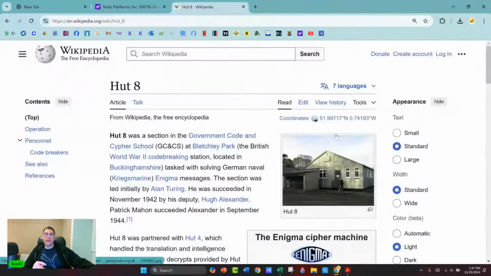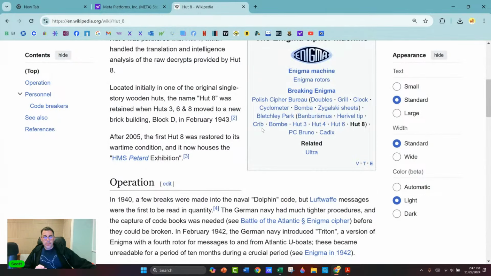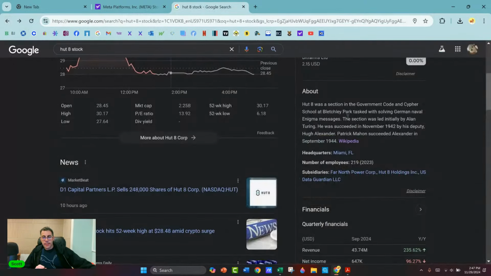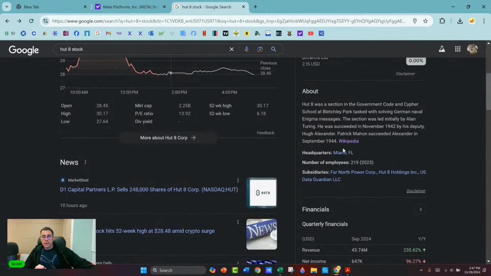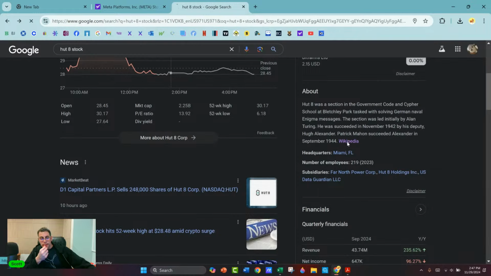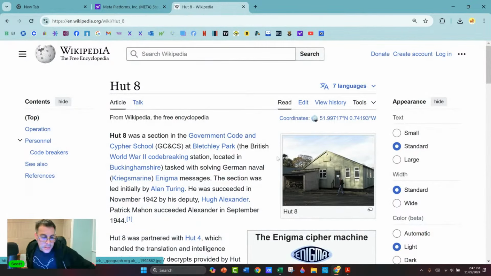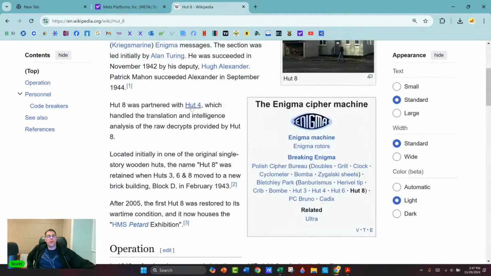I mean, of course, I wish I invested in these companies. Oh, this is Hut 8. Every time I type in Hut 8, it brings up this hut. I guess they're not. Oh, it's a school. Hut 8 is a school. No, this is the company. It's kind of weird. Hut 8 was a section in the government code and cipher school at Bletchley Park, World War II code breaking. Hut 8 was partnered with Hut 4.